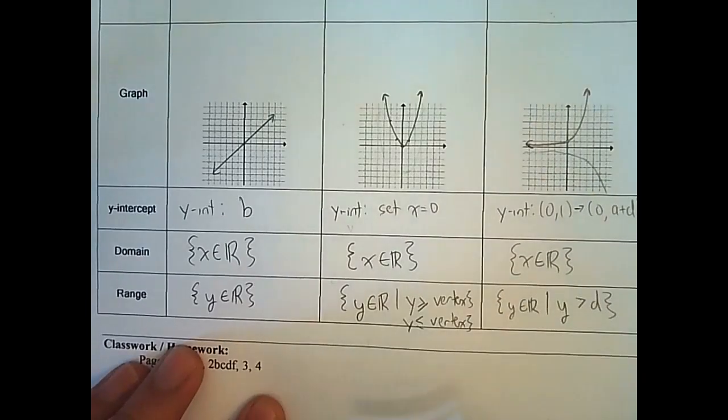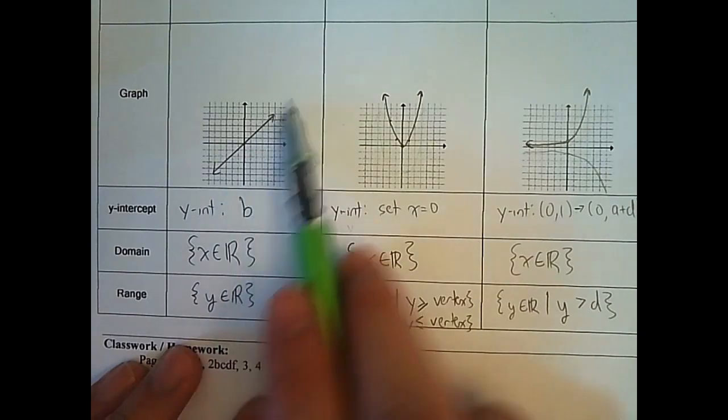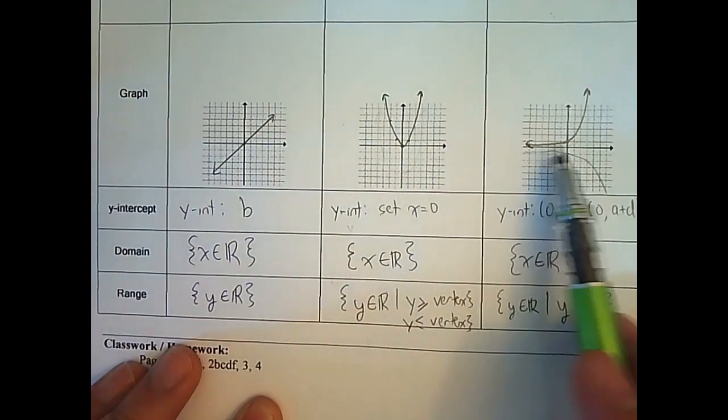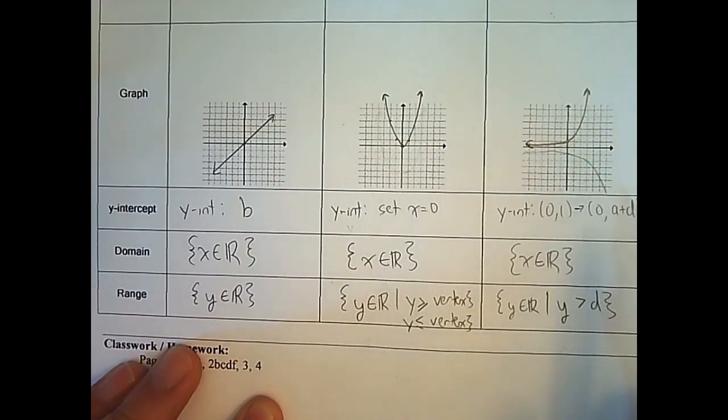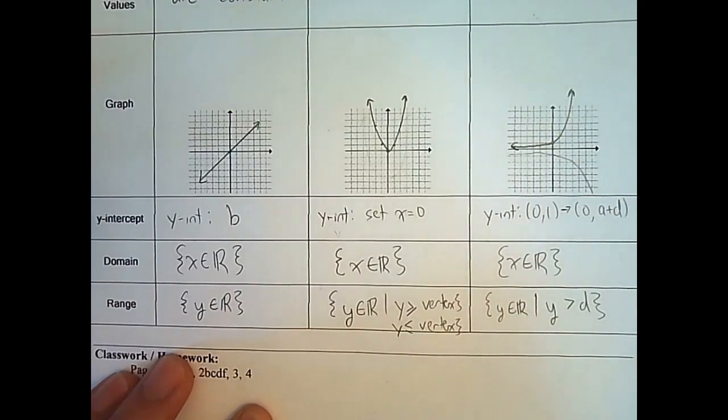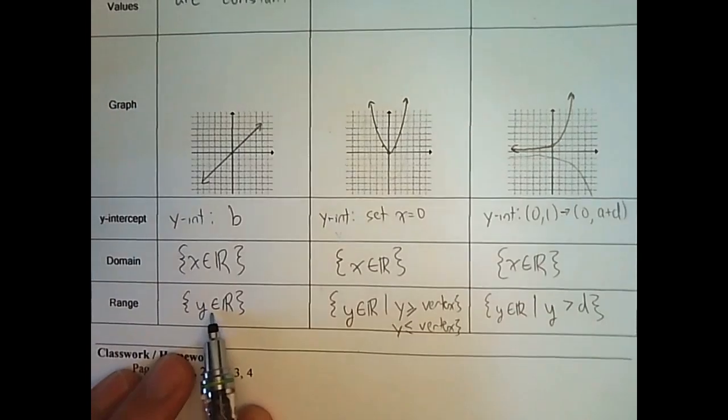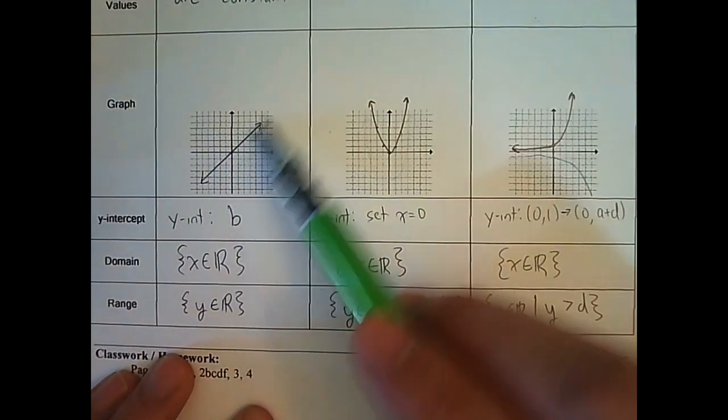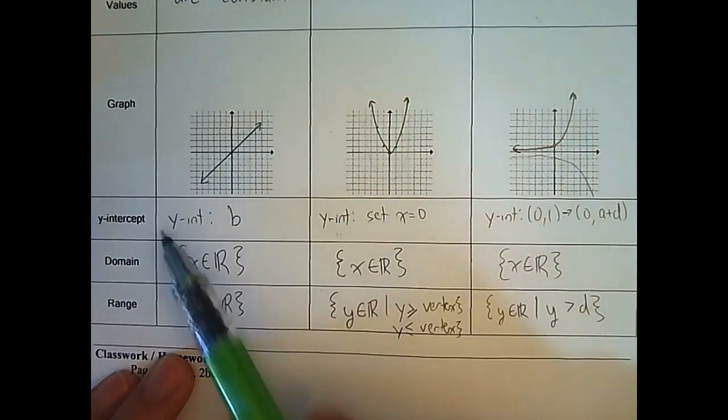The domain for all of these is x is any real number, meaning they always go off in any x direction, in the negative or in the positive, forever. So any x value exists here. There's no vertical asymptotes. And the range for a linear function is y is any real number, because again, any y value exists if I extend these lines in either direction.